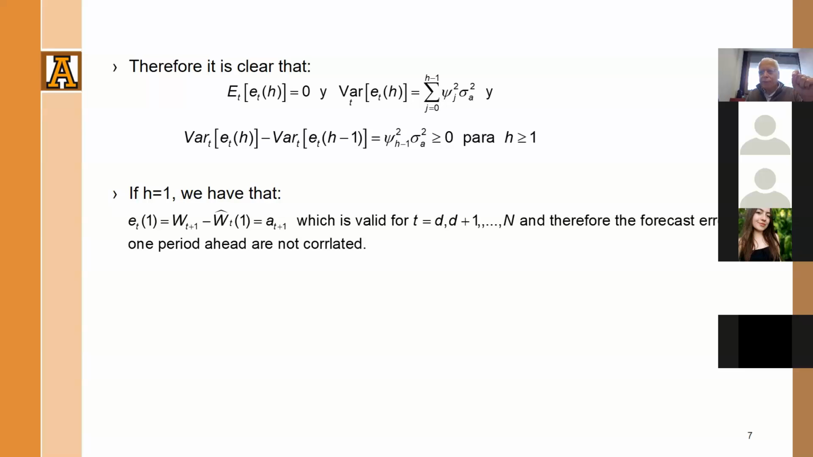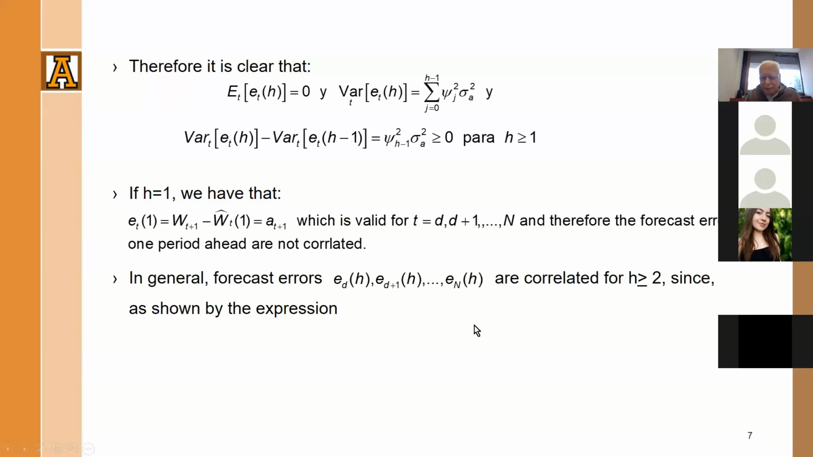So therefore, the forecast errors 1 period ahead are uncorrelated, since white noise is uncorrelated. Okay. So this forecast error, when we're forecasting 1 period ahead, is simply a_{t+1}. Since the a_t's are white noise, they are uncorrelated. So the forecast errors 1 period ahead are not correlated.